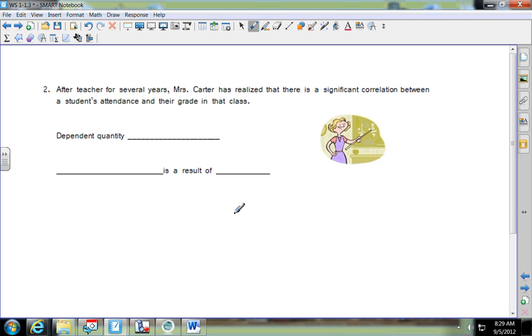After teaching for several years, Mrs. Carter has realized there's a significant correlation between a student's attendance and their grade. Okay, well, what has to happen first? Let me highlight those. Attendance and their grade. Well, the first thing they have to do is show up to class. So if it's the first thing, that's the independent. The grade is the thing that will be the result, and that's the dependent. So right here, the dependent is the grade.